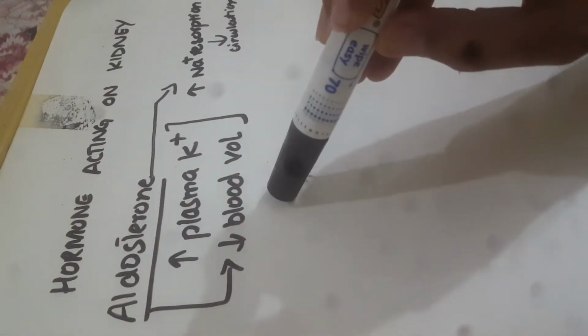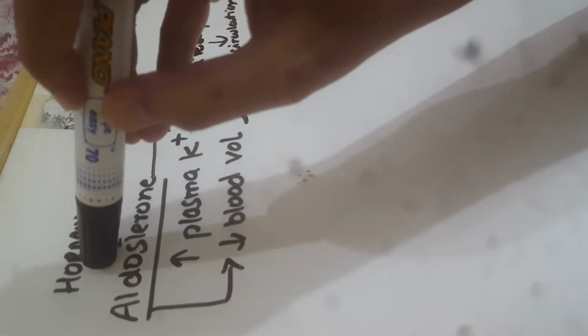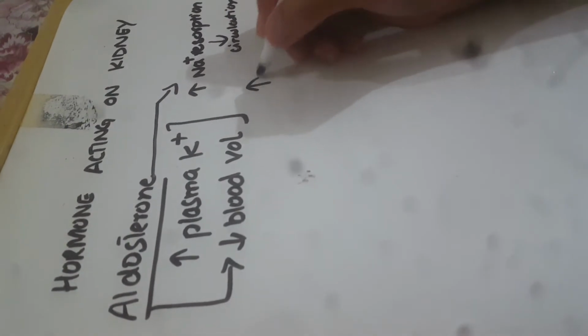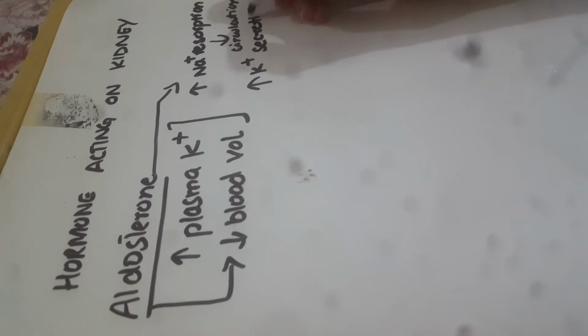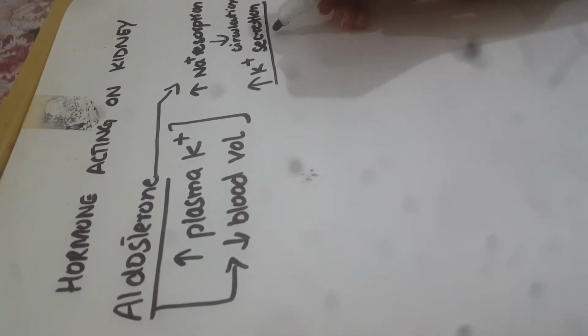When there is a decreased blood volume, the signal is sent to the adrenal gland to secrete aldosterone. Aldosterone comes and it causes the increased sodium resorption and increased potassium excretion. Right? Secretion is into the renal tubules, and it is excreted out of the body via urine. Right? This is how aldosterone acts.